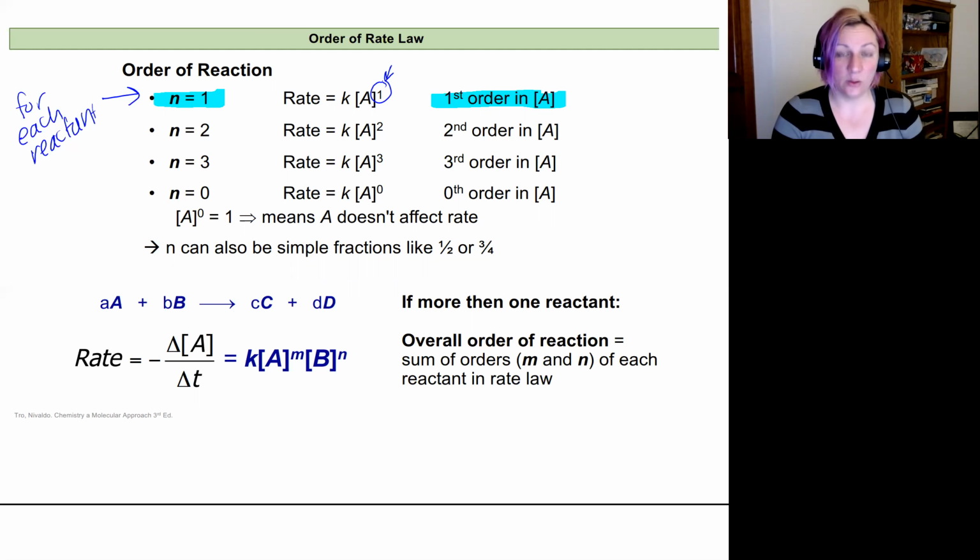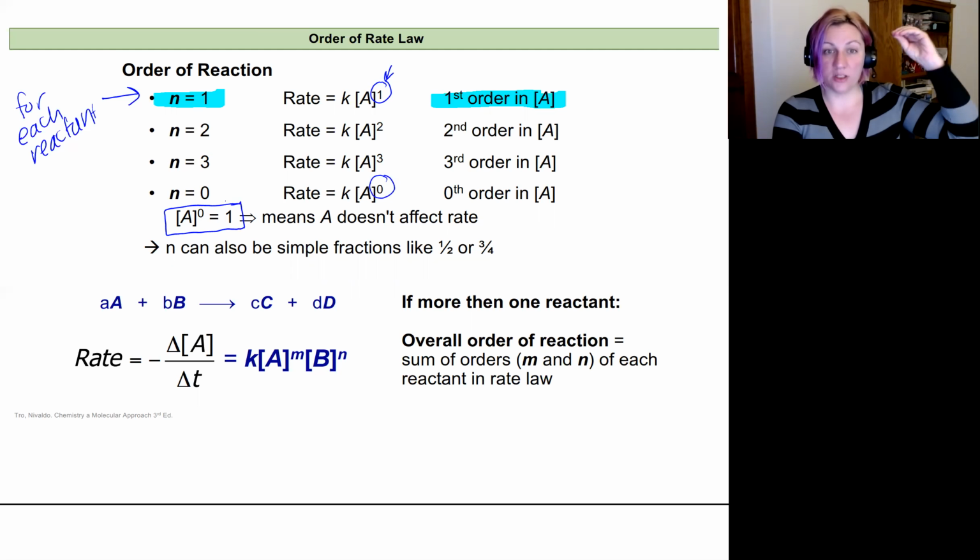When n equals 0 and our exponent is 0, then that means that our concentration to that exponent is always 1.